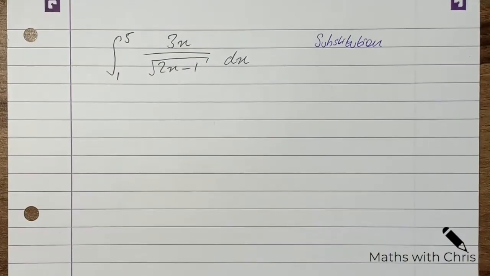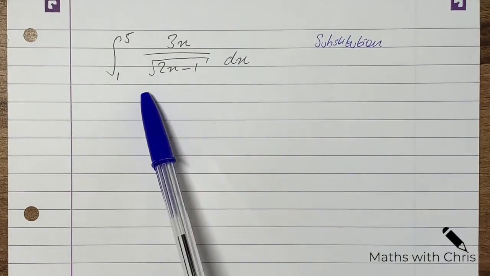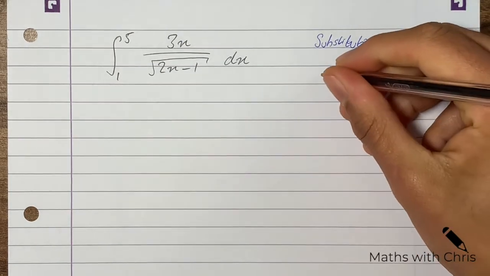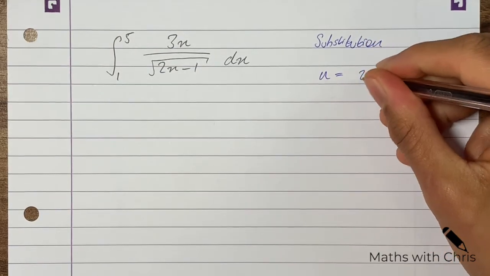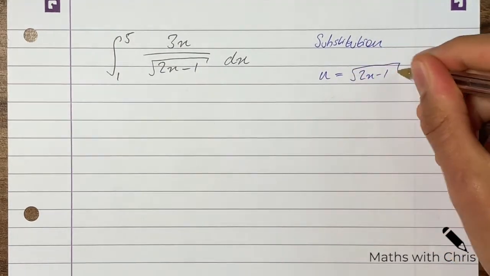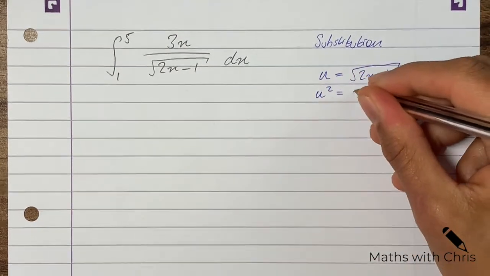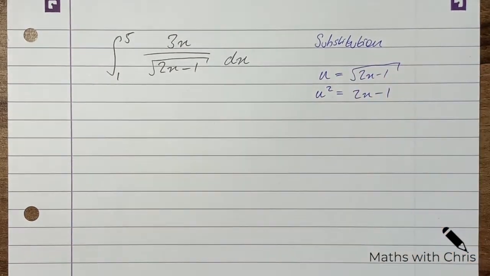Now, the tricky thing about this integral is that we've got this square root 2x minus 1 at the bottom, and we want to get rid of that somehow. So to do that, we could use the substitution u equals the square root of 2x minus 1. Now we can also think of this as u squared equals 2x minus 1.